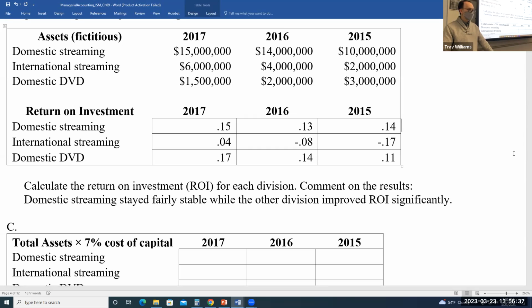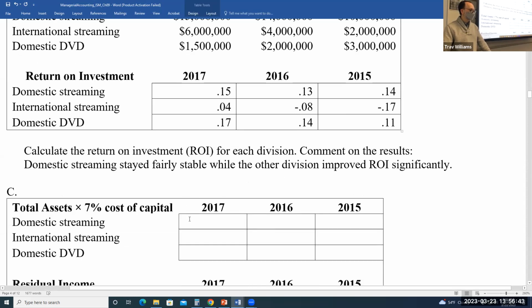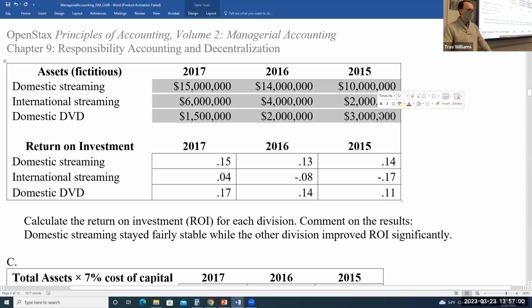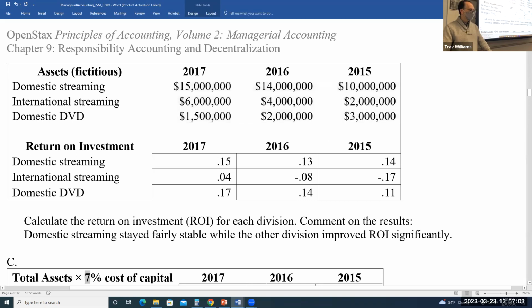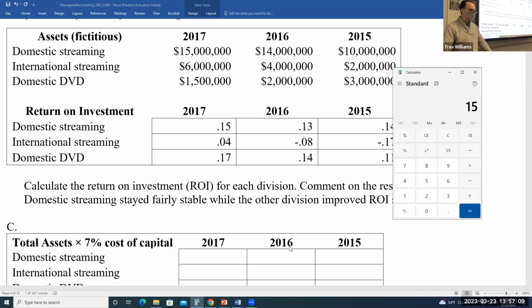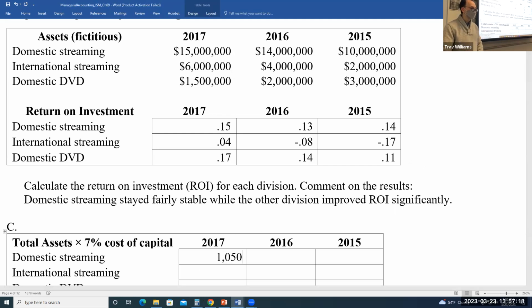All right, so we've done now B. Let's move on to C. For C, we're doing residual analysis, or residual income analysis. We need to know the assets times the cost of capital, or times the cost of capital percentage, I should say. So these were the assets here. They tell us the cost of capital percentage is 7. So we can take the assets times 7%, and we'll plug those numbers in here.